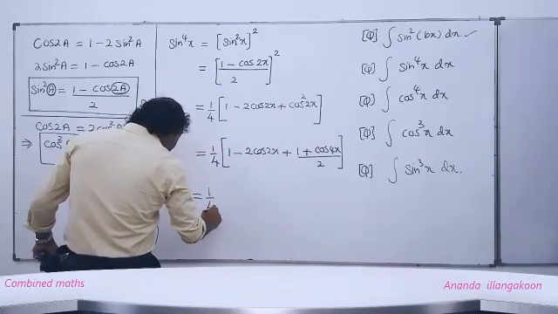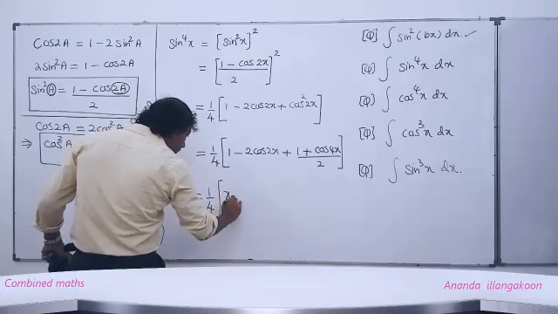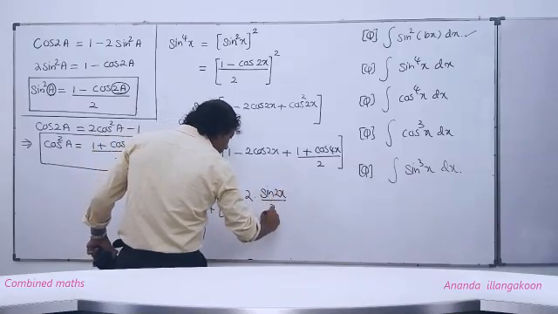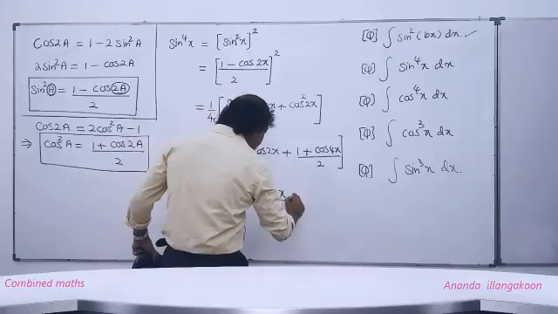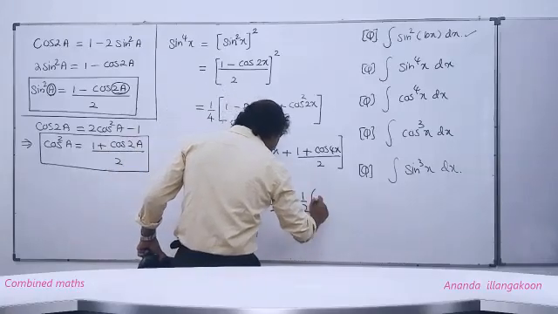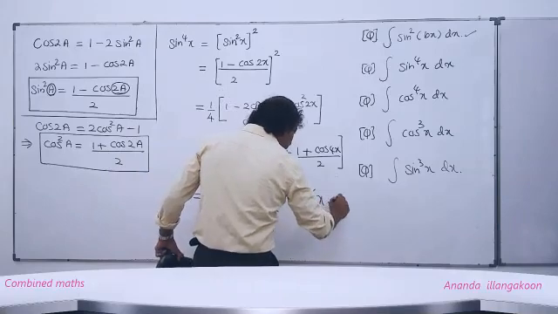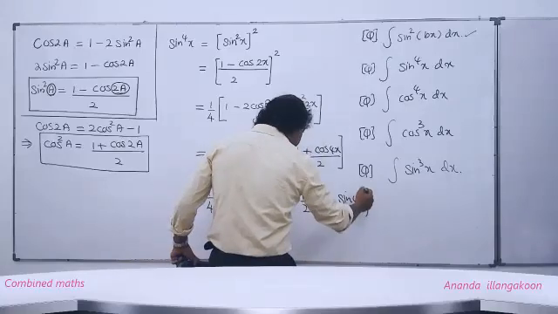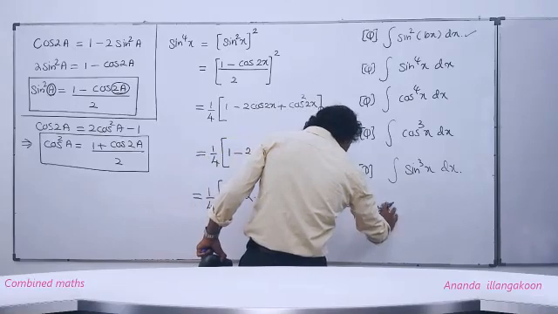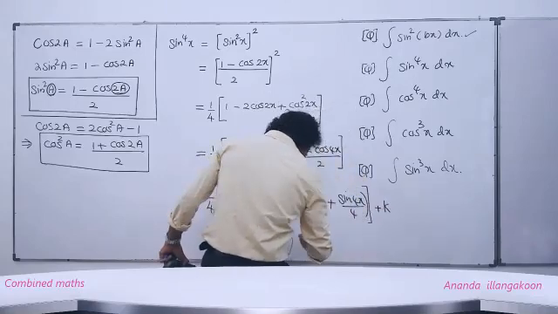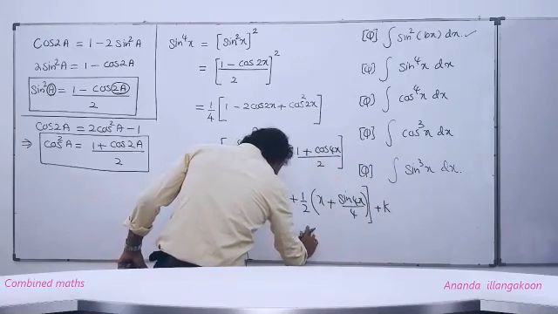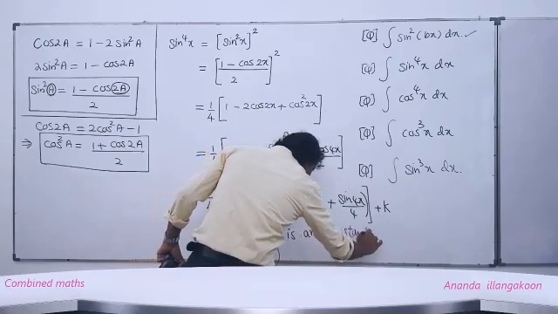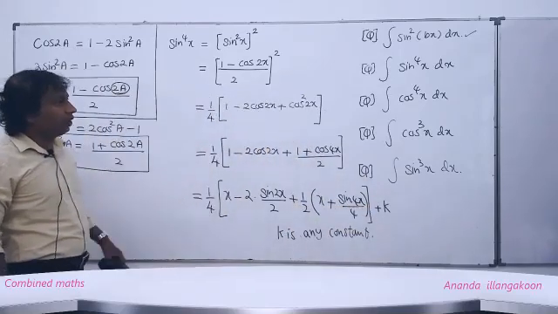Then here 1 upon 4. This is 6 minus 2 sine 2x by 2, right? Here this 2 you can write before as half. Integral of 1 is x, cos 4x integral is sine 4x by 4, right? Plus k, where k is any constant. That's how we take that.